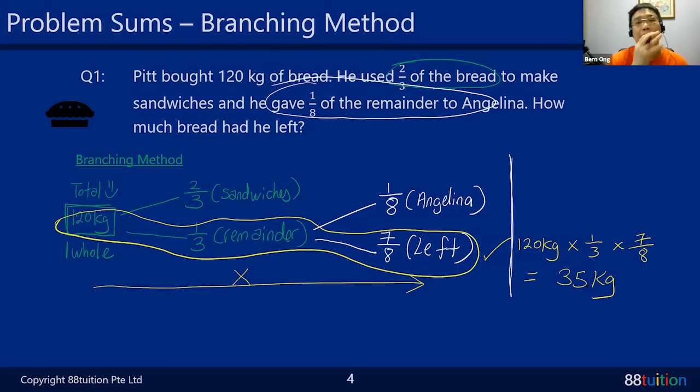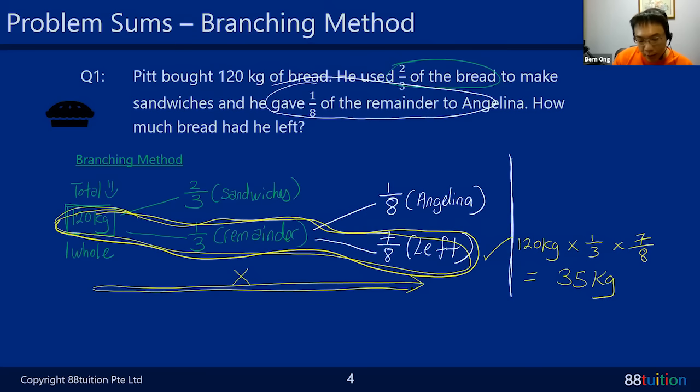So this branching method kind of lists out the storyline. It tells you what happened in the center, what happened at the end. And if the question is looking for the left, no problem. I just want this particular yellow portion. And from the left towards the right, you just multiply throughout. That will be the faster method.